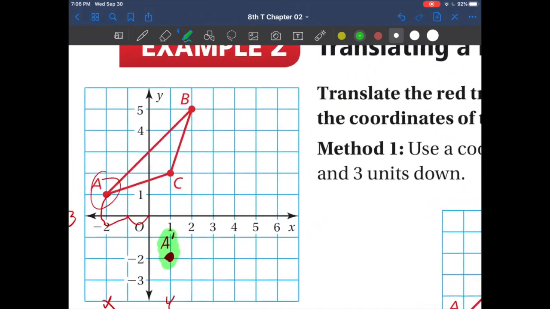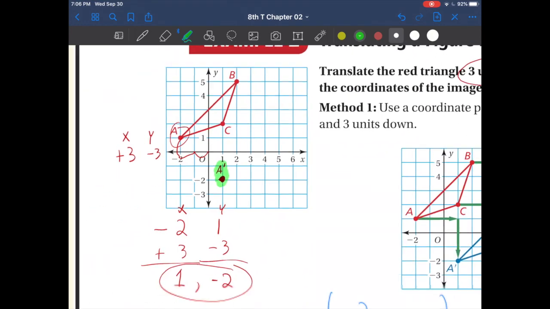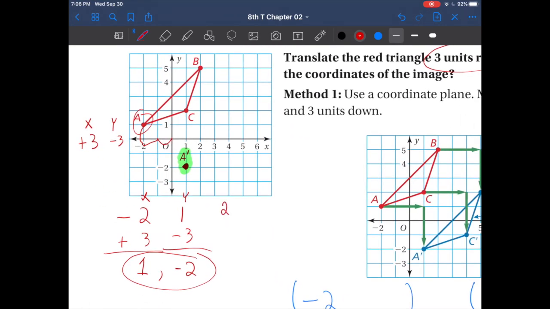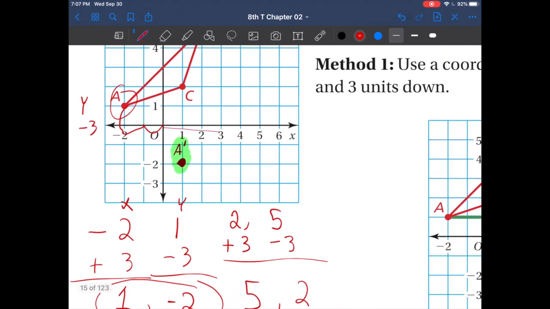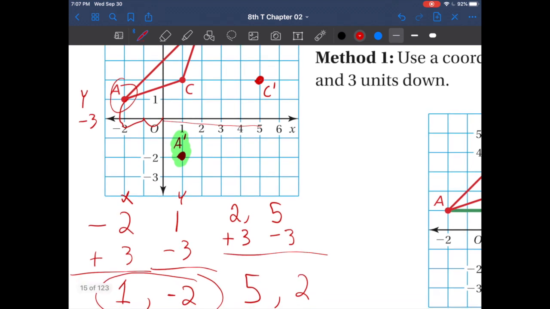All right, let's do letter B now. Letter B is 2, 5, so that's our new point. So we have 2 and 5, so that means we have to add 3 on this side and then subtract 3 on this side. All right, so our new point over here should be 5 and 2. All right, so let's go to 5 and 2. Here's 5, there's 2. So this should be my new C prime. Oh no, sorry, that's B, my bad. That would be B prime.